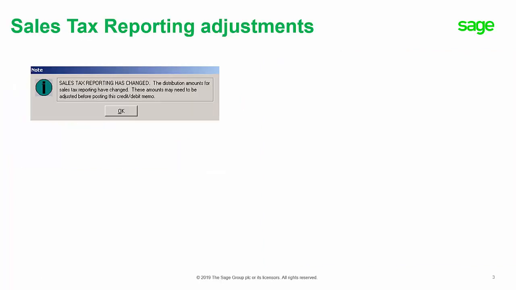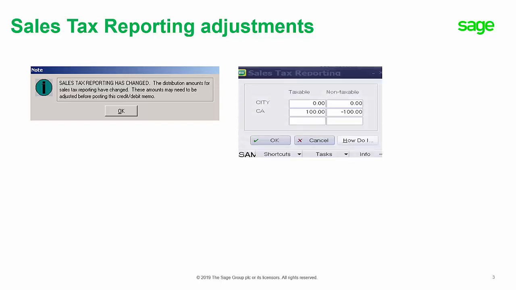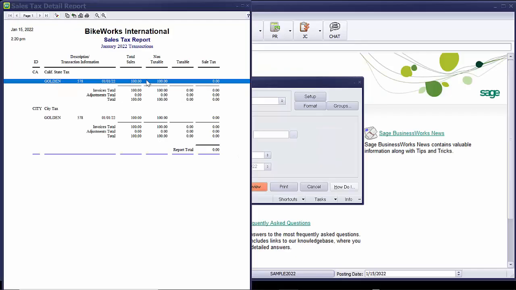When all or a portion of a credit or debit memo is distributed to sales tax, the message "Sales tax reporting has changed" displays. After closing the adjustment distribution screen, you will want to verify that the taxable and non-taxable sales amount distribution is correct. Let's look at some examples.